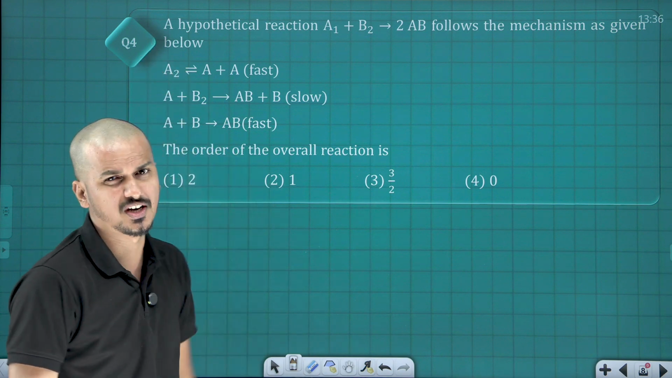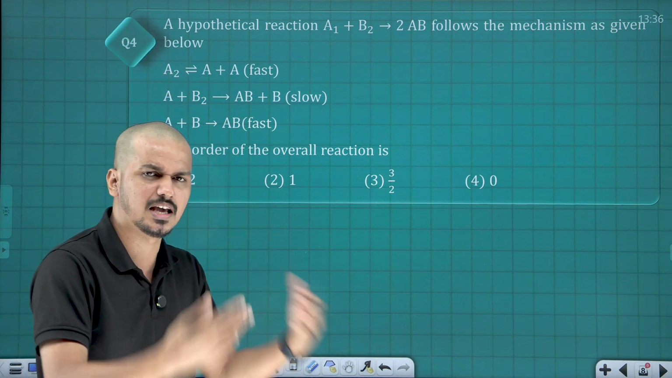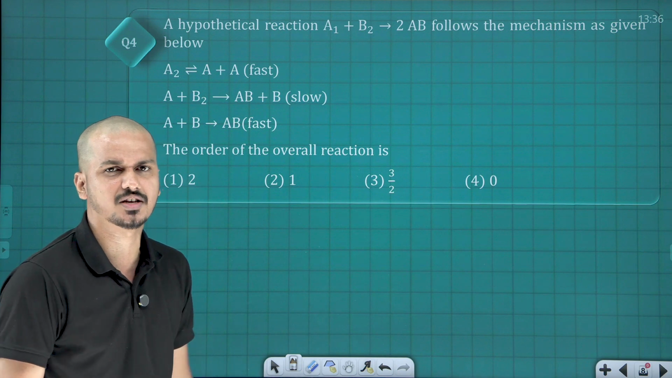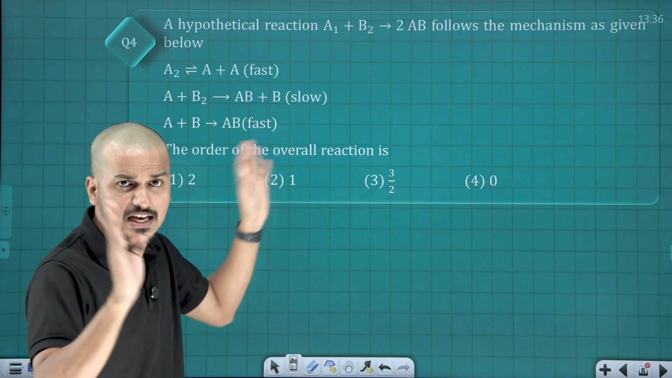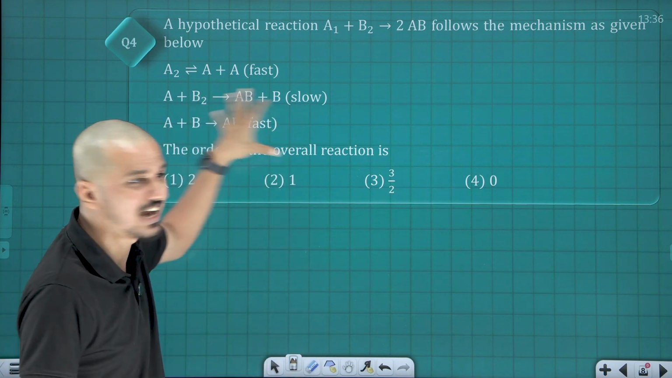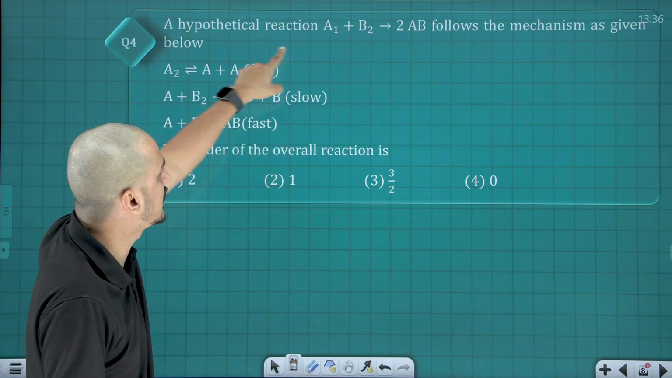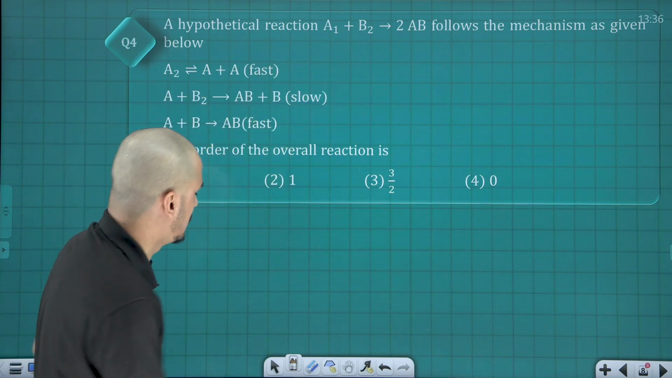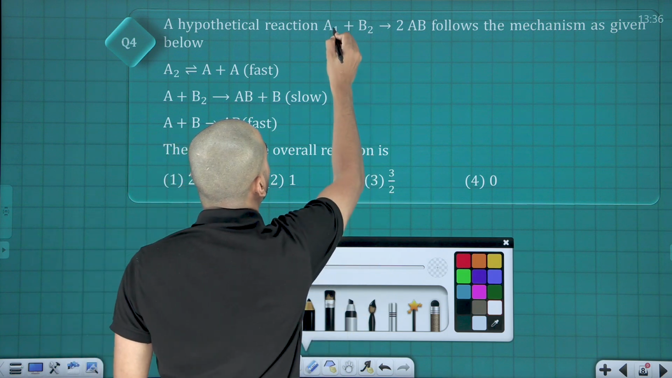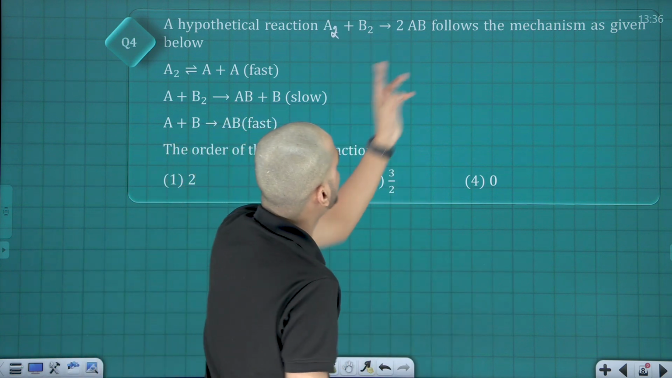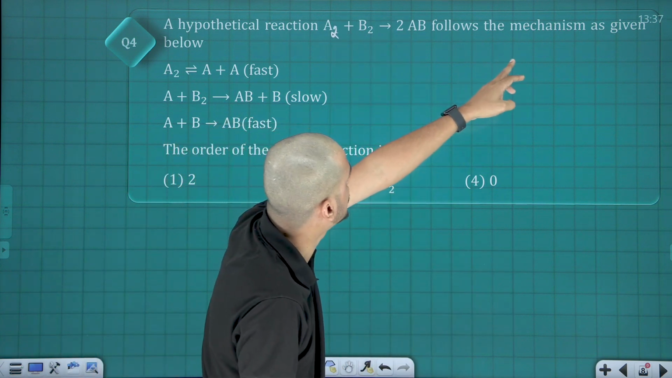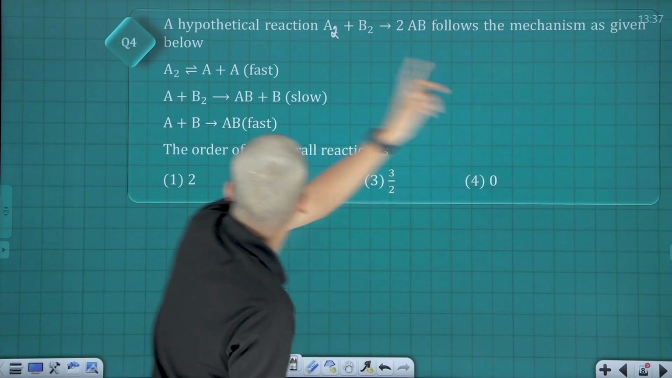What about question number 4? It's a repeatedly asked question for medical examination as well as engineering examination. Anyhow, for the JEE examination, you must focus on this idea, how we are solving this one, okay? So here you can see a hypothetical reaction, A2 plus B2 gives 2AB, okay?